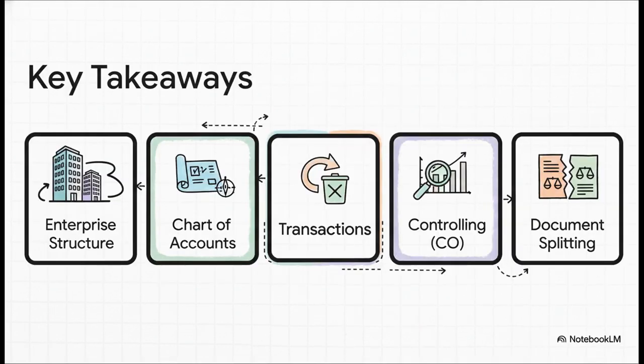All right, let's do a super quick recap of what we covered. 1. The enterprise structure is your foundation. Group company for the big picture, company code for the real work. 2. The chart of accounts is your master list for all your accounts. 3. You never delete, you always reverse. 4. Controlling, or CO, is for internal decision-making. And 5. Document splitting is the magic that lets you get balanced reports for every single part of the business.